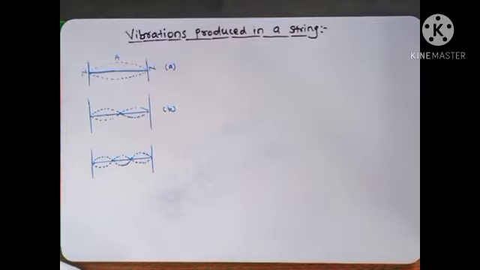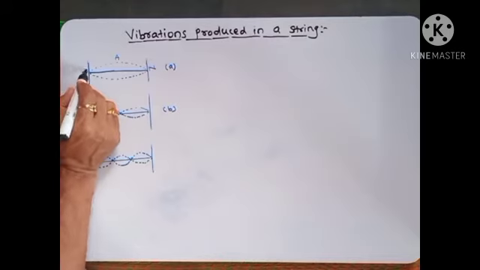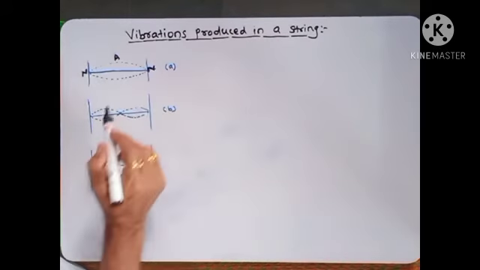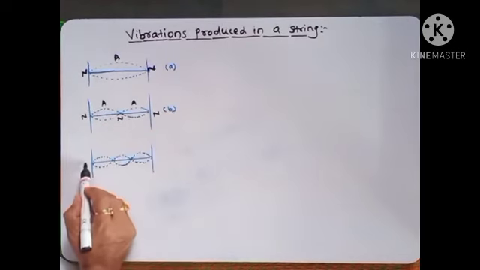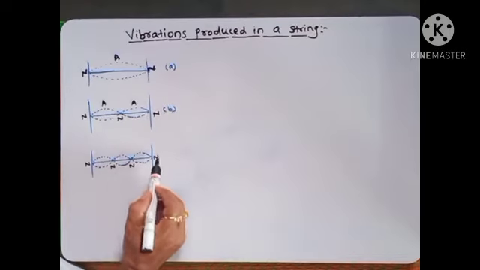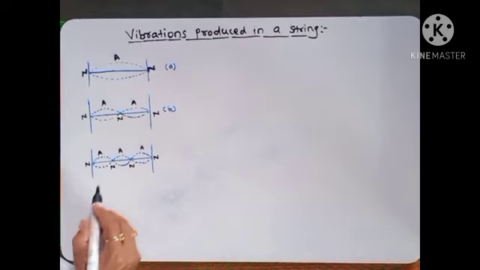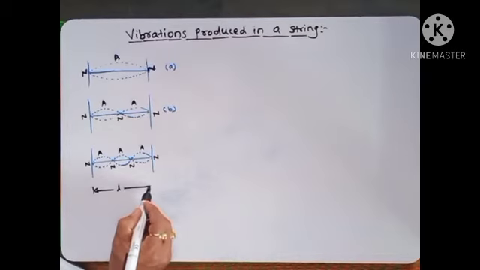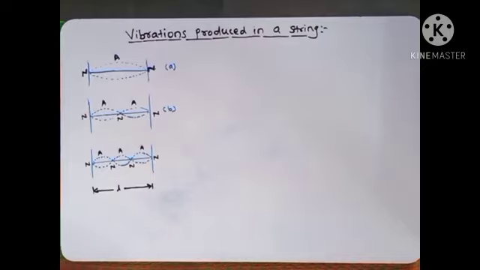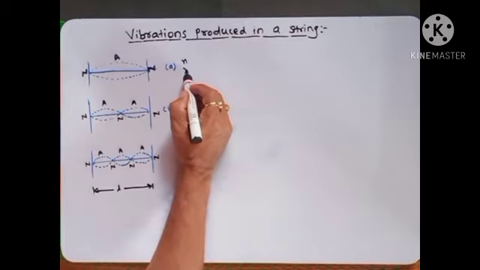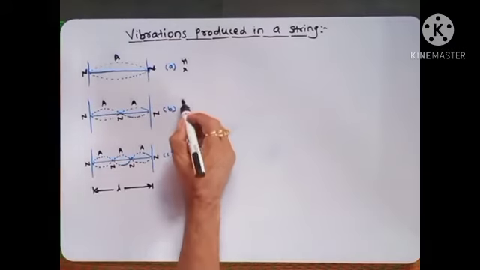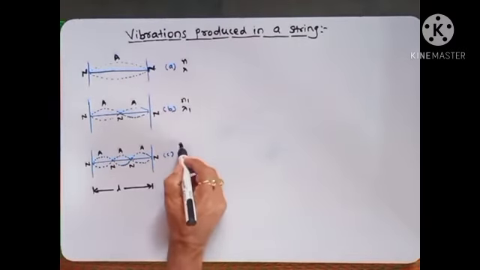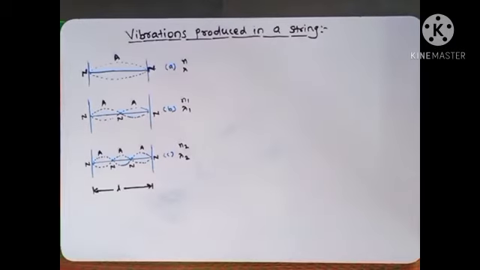Here we get two nodes and one antinode, meaning one loop. Here we get three nodes and two antinodes, and here four nodes and three antinodes. Suppose here the same length, L is the length of this string. Suppose N is the frequency and lambda is the wavelength. This diagram is figure C. Now N1 is the frequency and lambda 1 is the wavelength, N2 is the frequency and lambda 2 is the wavelength.